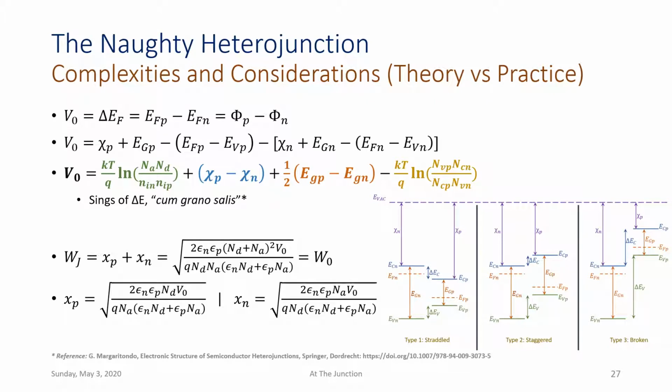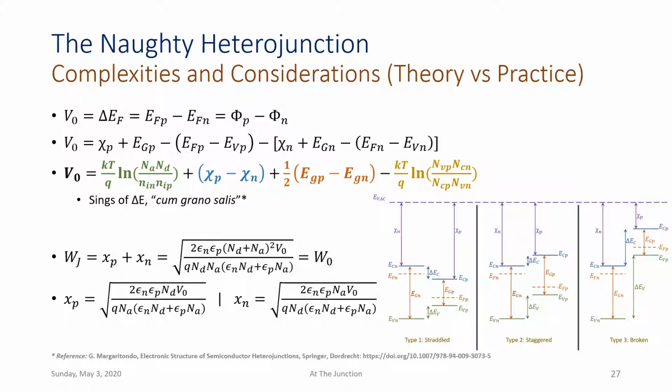The green colored part of this expression is very similar to the p-n junction. The blue part comes from the differences in the electron affinities of the two materials, and hence the difference in their respective conduction band energies. The orange term takes care of the difference in the band gaps of the two materials, and the gold term takes care of the differences in the density of states in the conduction and the valence bands of the two different materials.